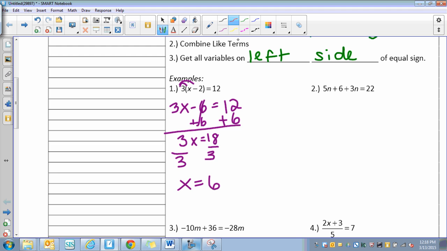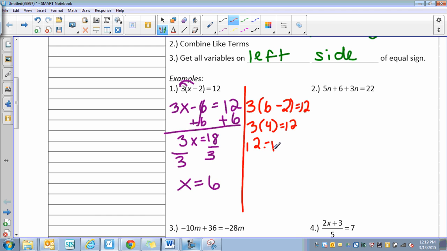Now we can plug this in to check to make sure it's correct by plugging in what we know. So we'll say 3 times what we just figured out, 6 was x, 6 minus 2 equals 12. So 6 minus 2 is 4. So 3 times 4 equals 12. Well, 12 equals 12, so yes, we did it correctly. Alright, so that was one where we have the distributive property. Now let's see where we might not have the distributive property and what we might have to do.